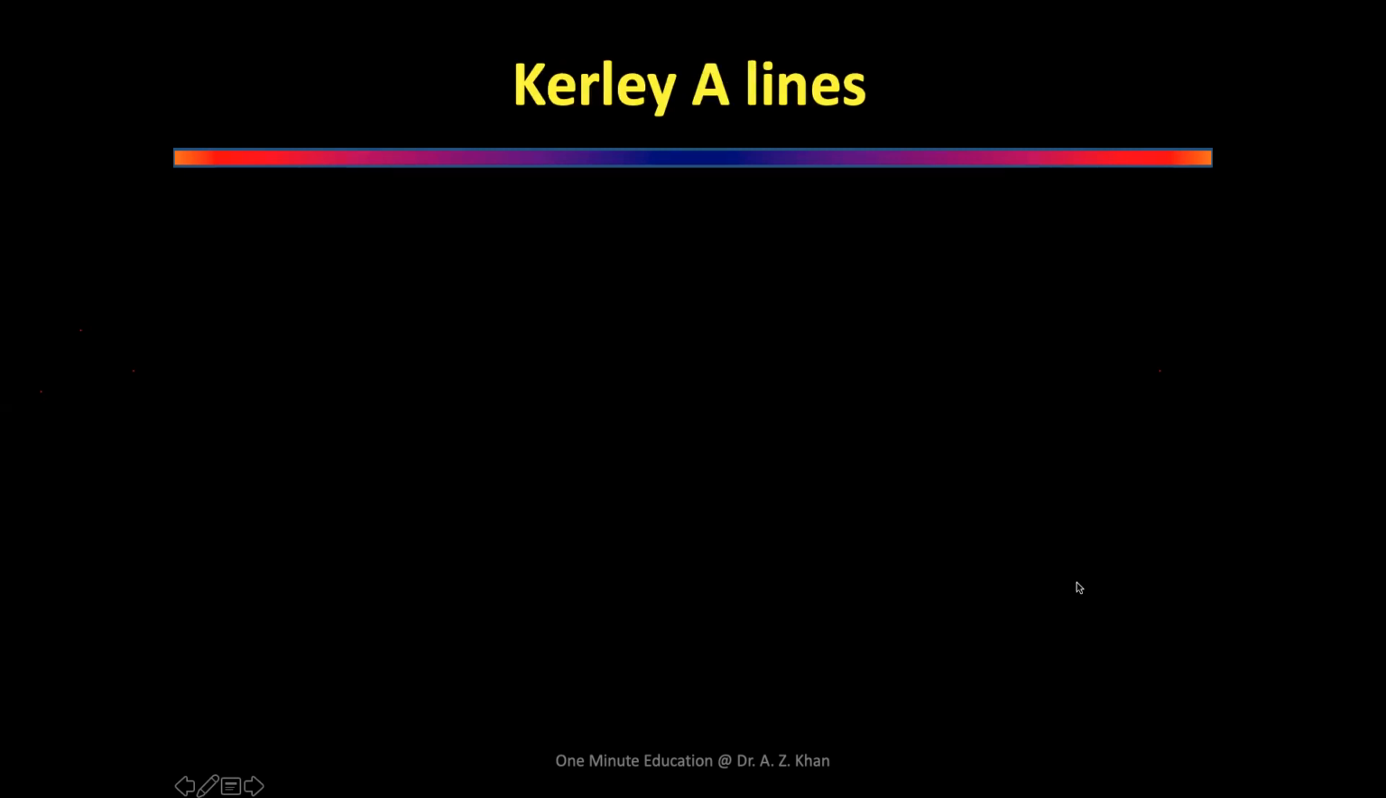What is Kerley's A line? I want you to describe to me what is Kerley's A line. You get 1 mark. And second thing you have to describe is in which condition do you get Kerley's A line? So what is Kerley's A line? And in which condition do you get Kerley A lines?